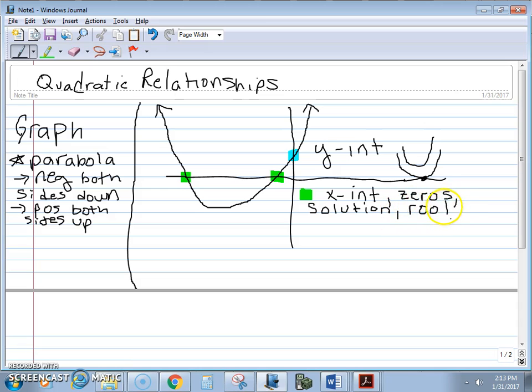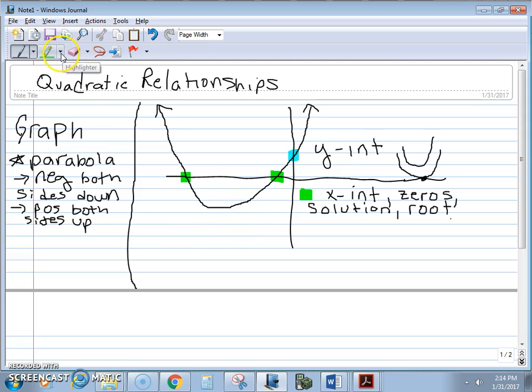And I'm giving you all of these different words because I'm not sure when a question is going to ask you, is it asking you for the x-intercept? Is it asking you for the solution? Is it asking you for the zeros? Is it asking you for the root? It may use any one of those terms, okay? So we need to know all of them.